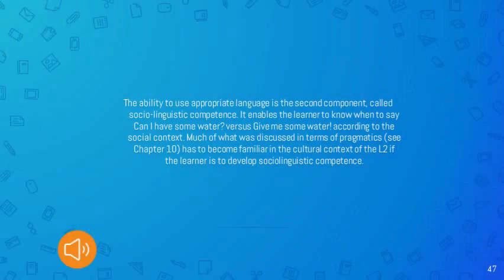The ability to use appropriate language is the second component, called sociolinguistic competence. It enables the learner to know when to say, "Can I have some water?" versus "Give me some water," according to the social context. Much of what was discussed in terms of pragmatics, see Chapter 10, has to become familiar in the cultural context of the L2 if the learner is to develop sociolinguistic competence.